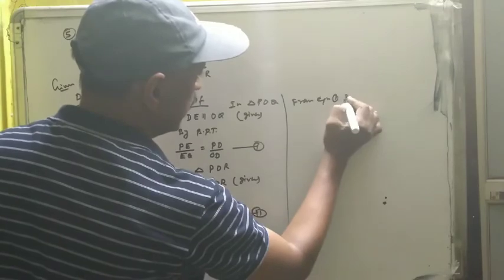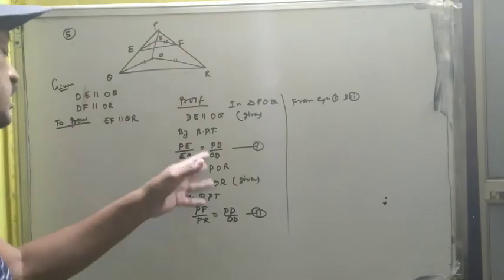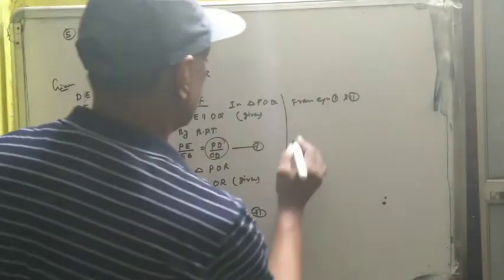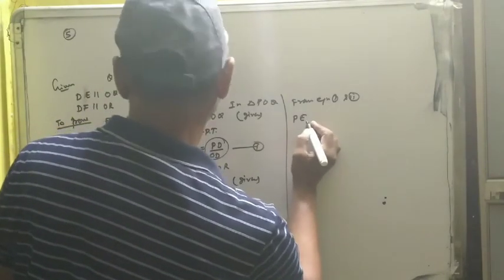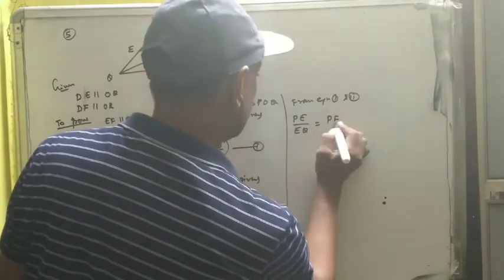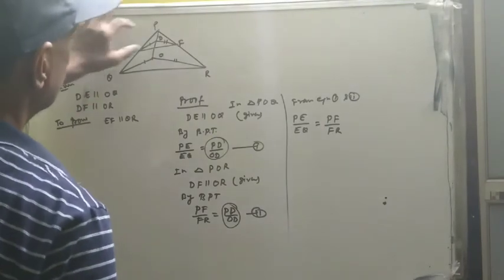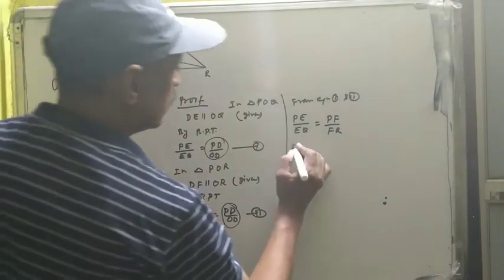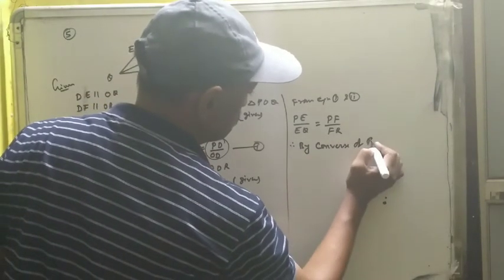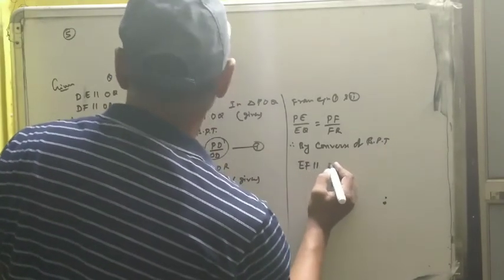Now see, from equation 1 and 2, the right hand sides are equal, this and this. So the LHS will also be equal. So we can write PE upon EQ equal to PF upon FR. Just see in the figure, PE upon EQ equals PF upon FR. Therefore, by converse of BPT, we can write EF parallel to QR.